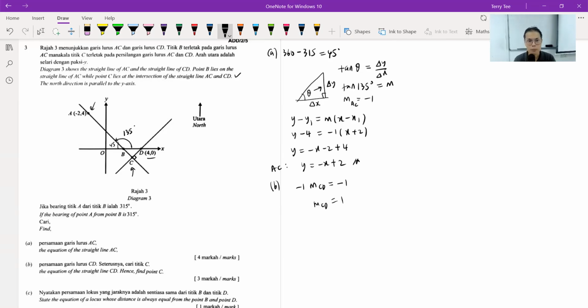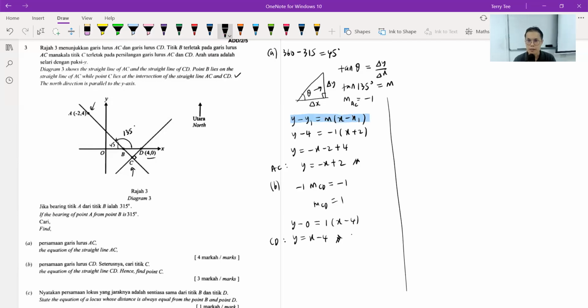So in order to form the equation of straight line CD, I have to use the formula again. This formula, let me highlight here. The formula to form the equation of a straight line. y minus y1, I use point D. D is (4, 0). Your y1 is 0. Gradient is 1. x1 is 4. Your y is x minus 4. There you go. This is your equation of straight line CD.